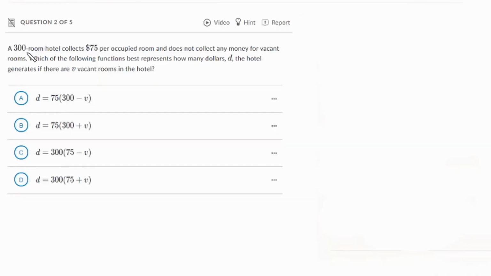So our question is, a 300-room hotel collects $75 per occupied room and does not collect any money for vacant rooms. Which of the following functions best represents how many dollars, D, the hotel generates if there are V vacant rooms in the hotel? So this isn't exactly a super hard problem, but instead of using V for vacant rooms, let's actually just make up a number. So using this strategy, instead of saying there are V vacant rooms, let's say there are 60 vacant rooms.